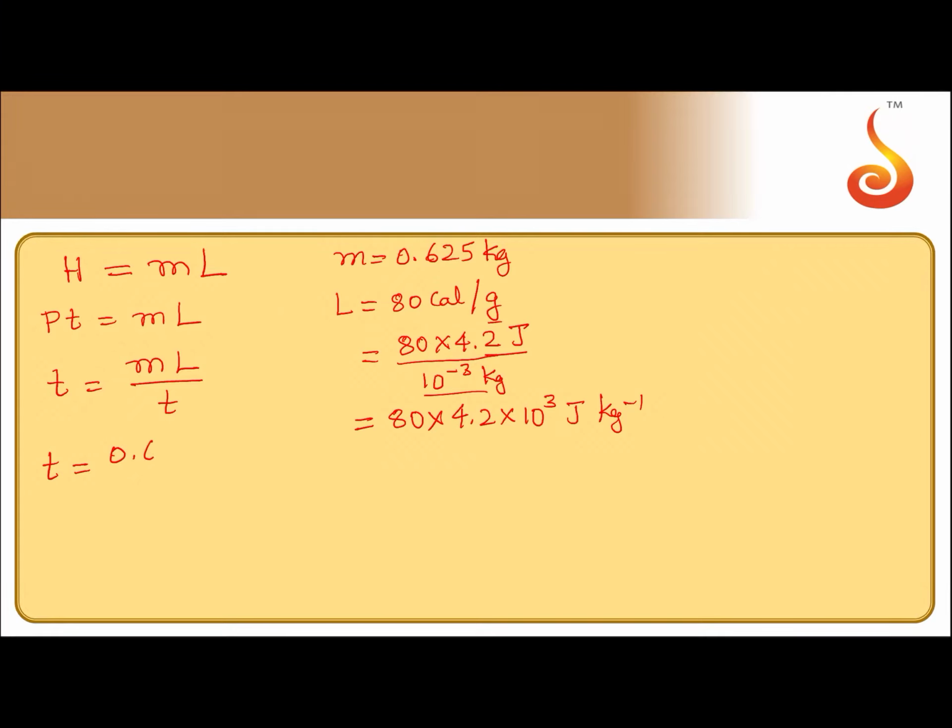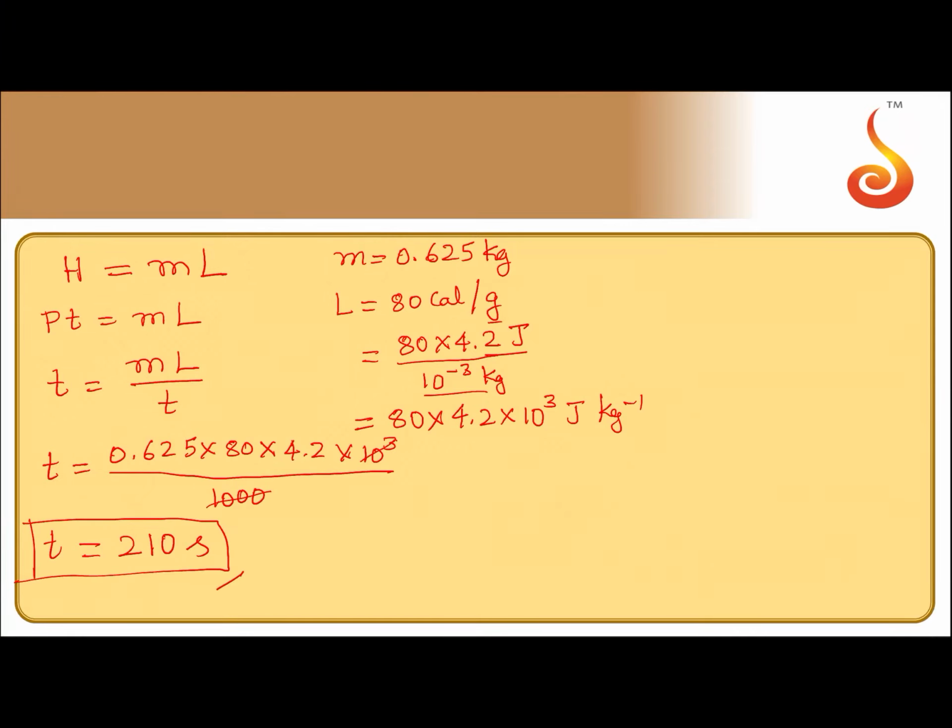So everything is in SI unit now. Now substitute 0.625 into 80 into 4.2 into 10 to the power 3 divided by 1000. Power is given 1000 watt. So 1000 and 10 power 3 get cancelled. So 80 into 0.625 will be 50. 50 into 4.2, so that will be 210 seconds. So it will take 210 seconds to melt the ice.